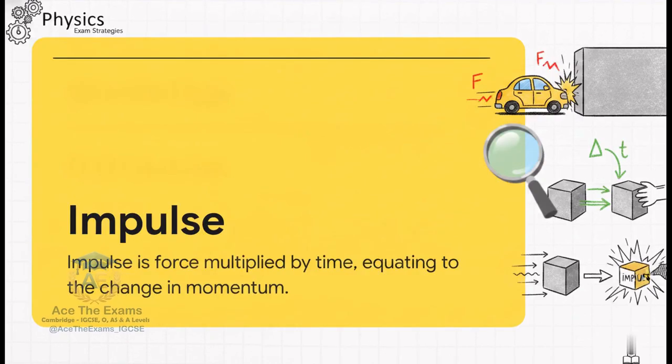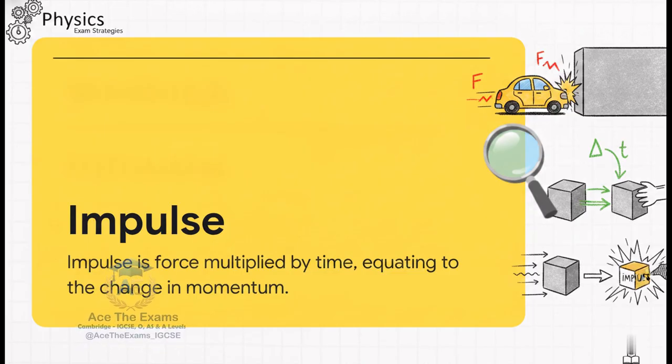And that vector concept builds directly into our next critical principle, impulse. Impulse is defined as a force multiplied by the time it acts. But here is the critical analytical leap that separates the good students from the great ones. Impulse is also exactly equal to the change in momentum. So impulse equals F times delta t, which also equals delta mv.